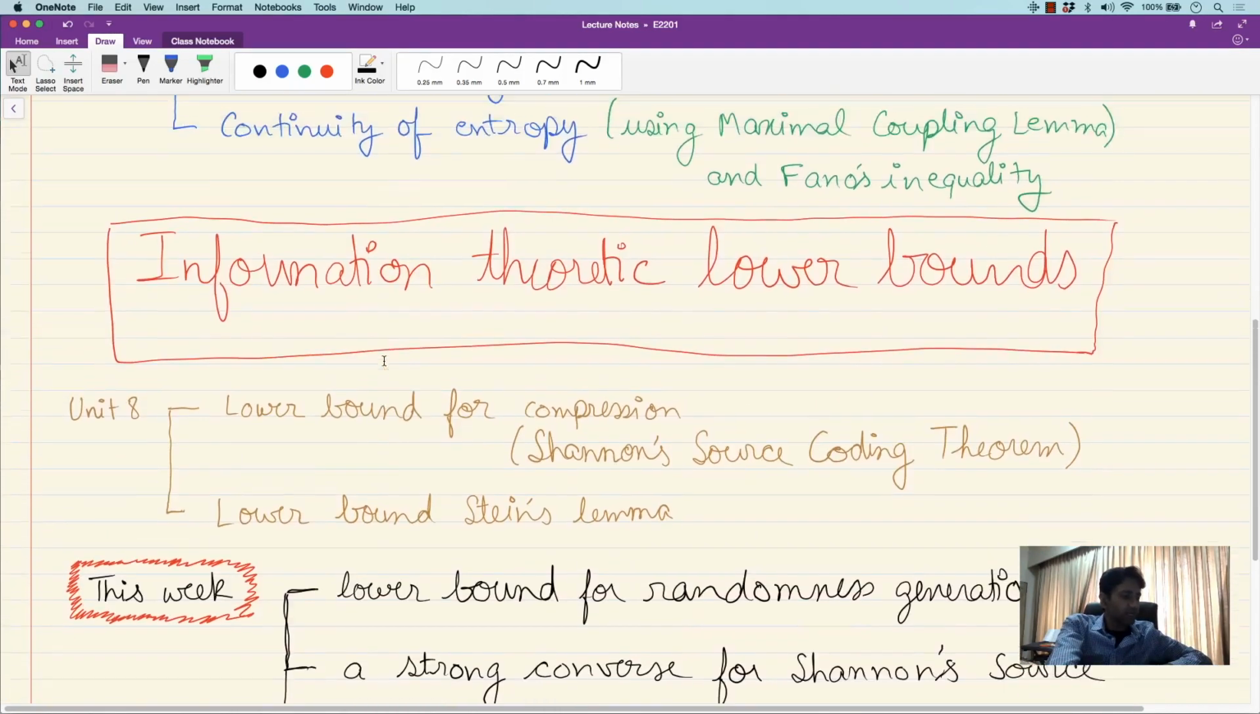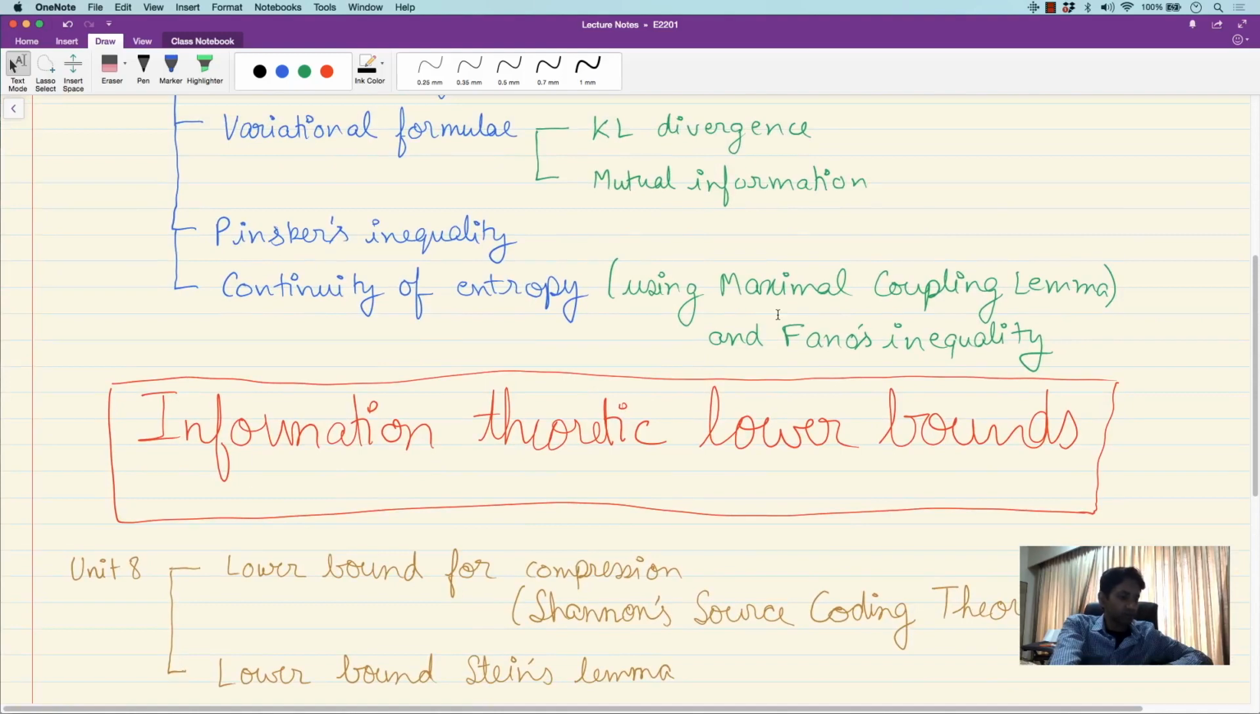Then we moved to Unit 8, which is mainly about information theoretic lower bounds, and we have covered two lectures on this unit. In the first lecture, we derived a lower bound for the compression problem that we had seen earlier in the course, and this lower bound was a single shot bound. It was obtained using Fano's inequality, and using this lower bound, we were able to get a tight result for the asymptotic case when we are interested in characterizing the minimum number of bits required per symbol to store an IID sequence, an IID source, a memoryless source. And this result is known as Shannon's source coding theorem.